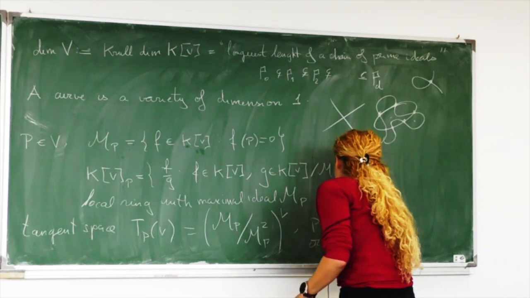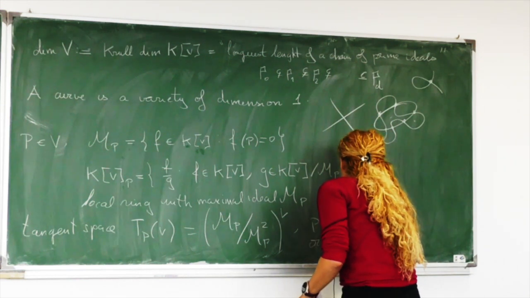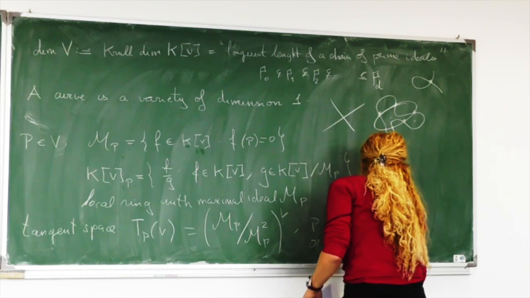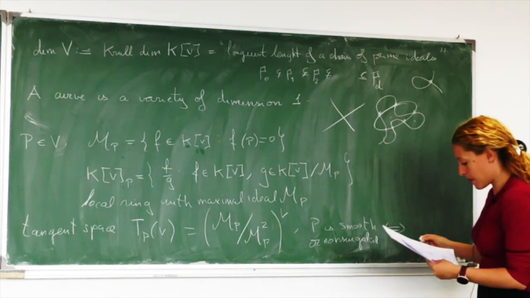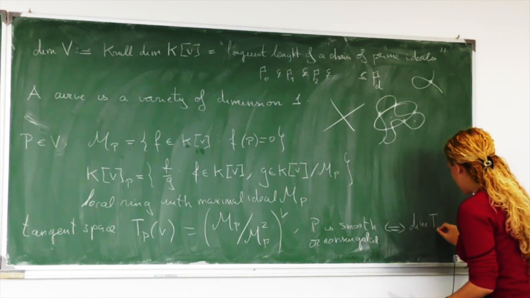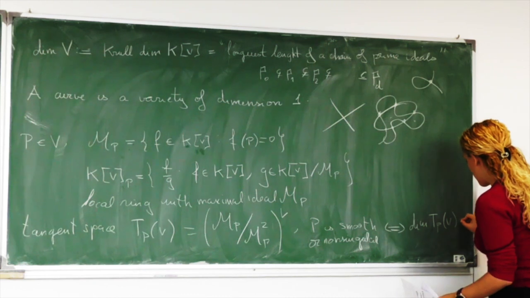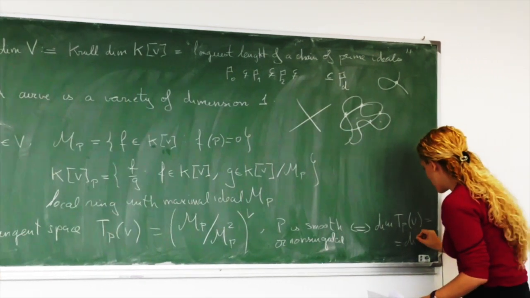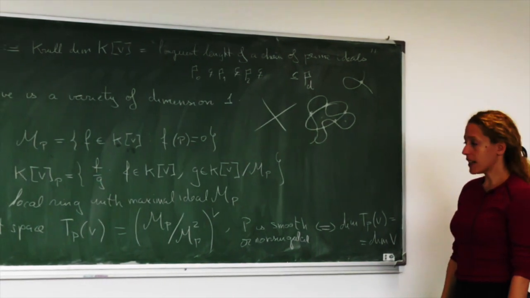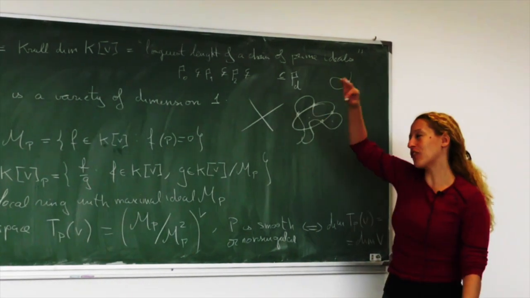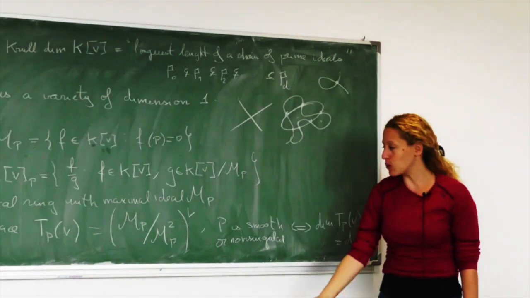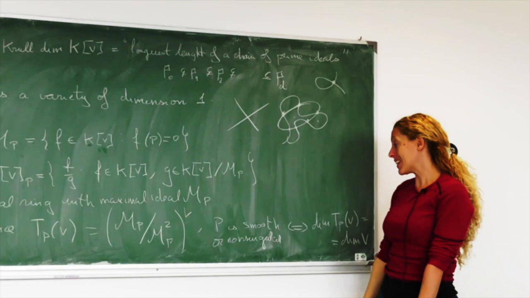or, which is the same thing, non-singular, if and only if, by definition, the dimension of this tangent space is equal to the dimension of the variety. Okay, so this looks technical. I didn't prove it, but I'm going to basically just state all those definitions and results that we need. So everything is a little bit technical.